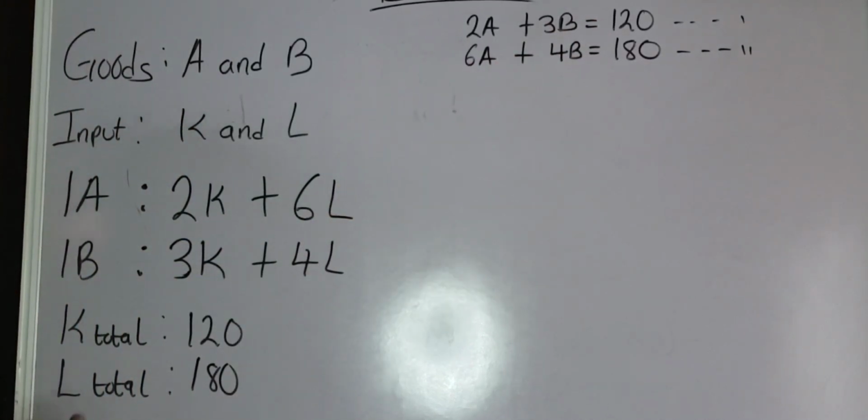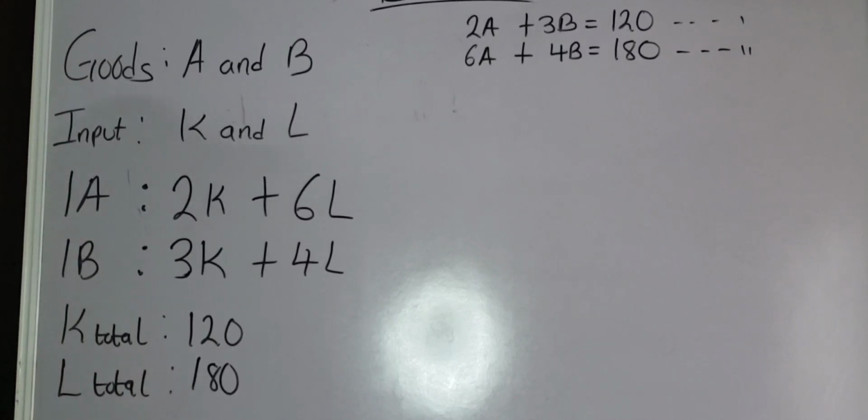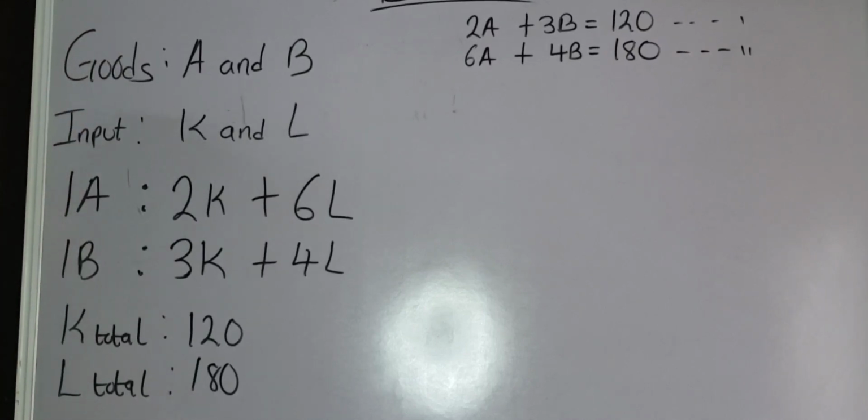In this case, I want to eliminate B and solve for A. Having identified the unknown you want to eliminate, in this case B, you look at the coefficient of that unknown in equation 2, the second equation, and then multiply it by the whole of equation 1.